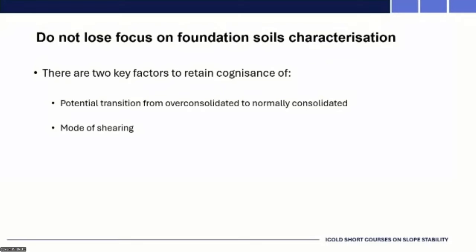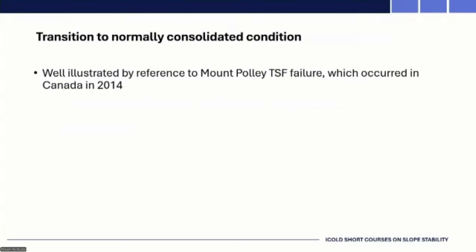I think we do this too often. Every time we've had a failure, we've then seen workshops in Perth dealing with that failure. That's good to do, but then you lose sight of all the other things. That's one of the key things we wanted to talk about today. And secondly, the mode of failure, and I'll elaborate on that. So the first one, transitioning to normally consolidated.